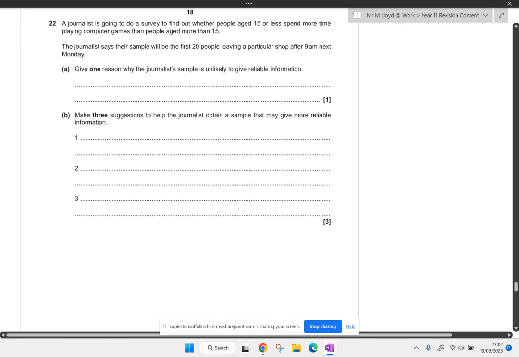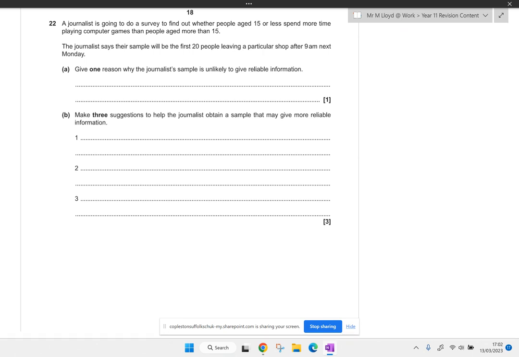What's this about? A journalist is going to do a survey to find out whether people aged 15 or less spend more time playing computer games than people aged 15 or more. The journalist says their sample will be the first 20 people leaving a particular shop after 9 a.m. next Monday. Give one reason why the journalist sample is unlikely to give reliable information.